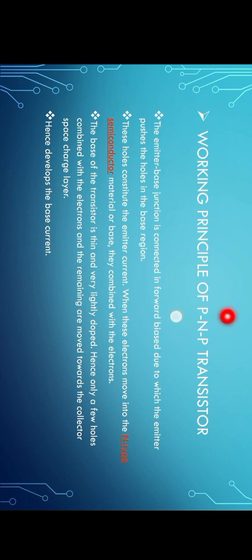Working of the PNP transistor. The emitter-base junction is connected in forward bias, due to which the emitter pushes the holes into the base region. These holes constitute the emitter current. When these holes move into the n-type semiconductor material, or base, they combine with the electrons. The base of the transistor is thin and very lightly doped. Hence, only a few holes combine with the electrons and the remaining move towards the collector space charge layer. Hence, this develops the base current.